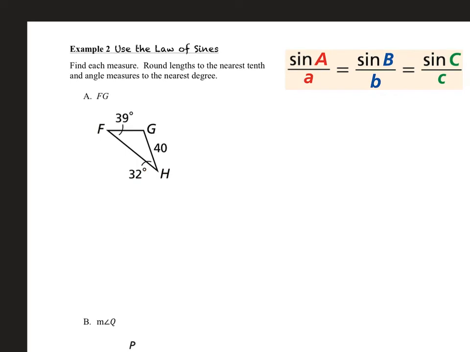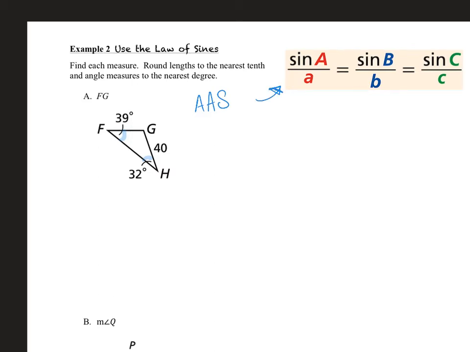Now, it's not usually going to say use the law of sines. It's going to say solve the triangle. It has to be a non-right triangle to use this. This one is not a right triangle. It's an obtuse triangle in this case. We were provided two angles and a side, so we were provided with AAS. So that's how I know I'm going to be using law of sines.